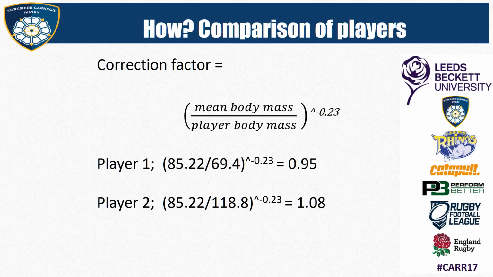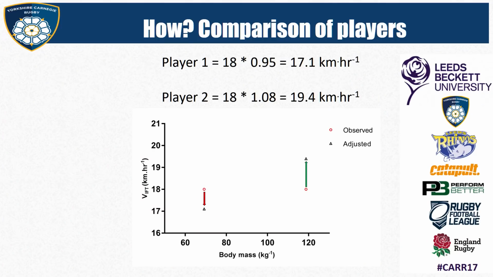So then using that, we can create a correction factor. And then within that, in this example, I've used the average body mass of that whole group just to make it easier. So we use the average body mass, divide that by the body mass of the player you're scaling or correcting for, and then raise that to the power of the beta slope from the log-log plot. So from that, the light player who's 69 kilos has his score given a correction factor of 0.95. And the heavier player who's 118 kilos is given a correction factor of 1.08. So essentially, we're multiplying the score we observed by their correction factor, and that basically readjusts so these two players are on the same level.